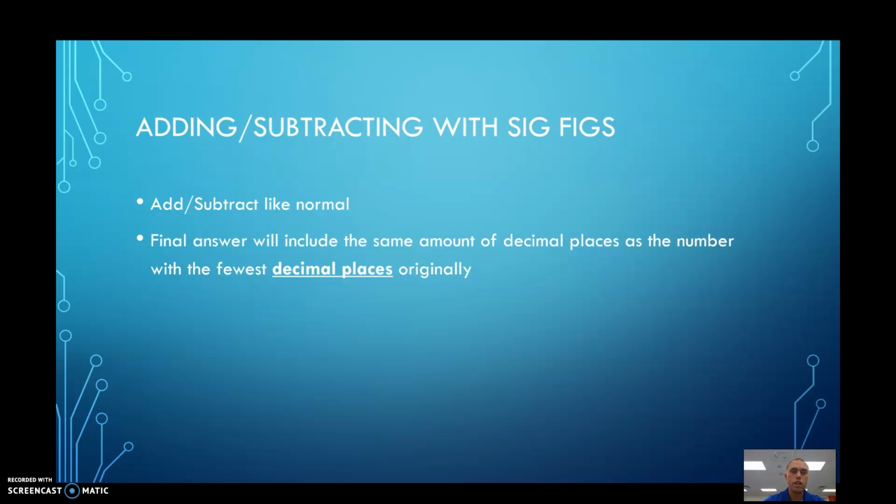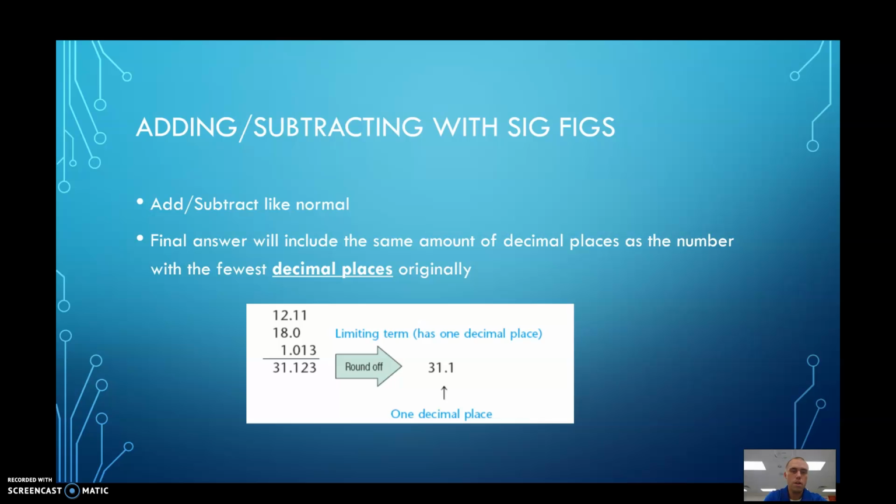Your final answer is going to include the same amount of decimal places as the original number that has the least amount of decimal places. So here's an example. We're going to be adding these numbers together. I don't know why they didn't put the plus sign here, but we have 12.11, 18.0, and 1.013. If you were to add all these numbers up in the calculator, this is what you would get.